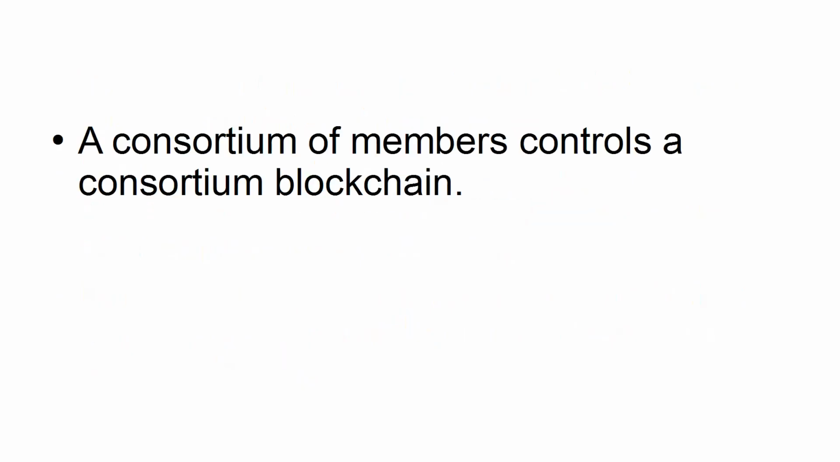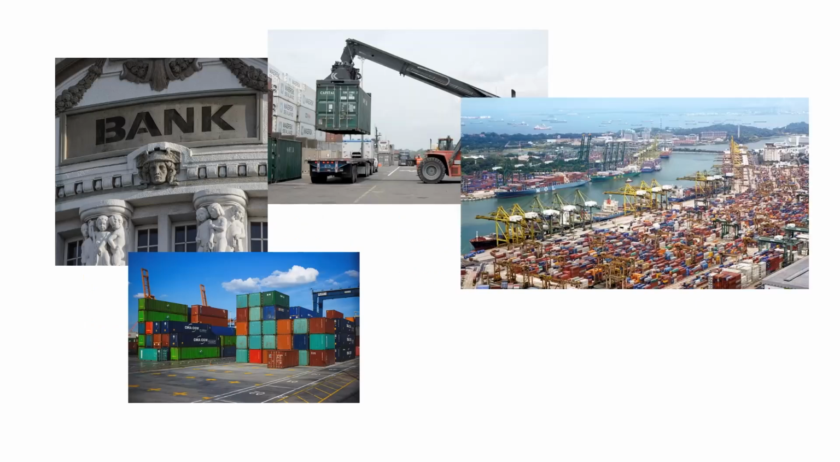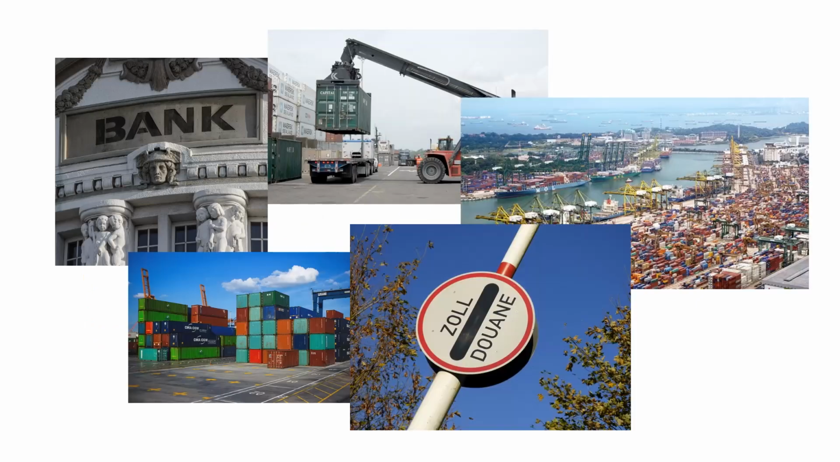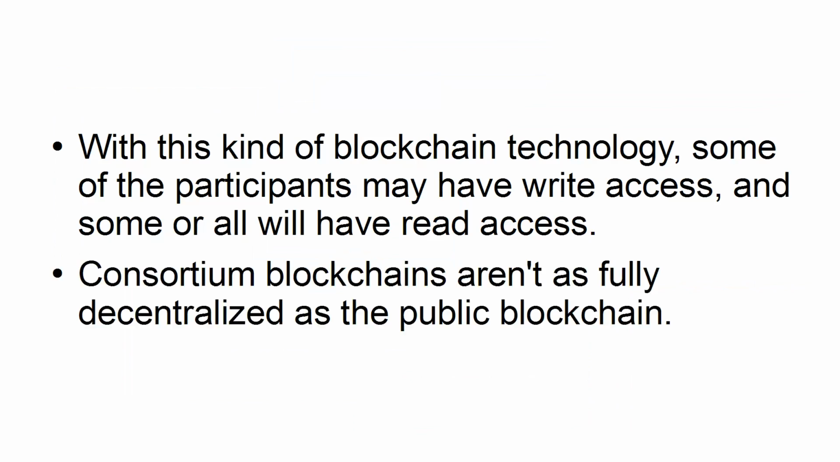Consortium blockchain. A consortium of members controls a consortium blockchain. Because of this, it has a predefined set of nodes for the users with access to writing the data or block. Members of a consortium blockchain may be participating banks, exporters, importers, ports of sending and receiving countries, custom officials, etc. With this kind of blockchain technology, some of the participants may have write access, and some or all will have read access. Consortium blockchains aren't as fully decentralized as the public blockchain.